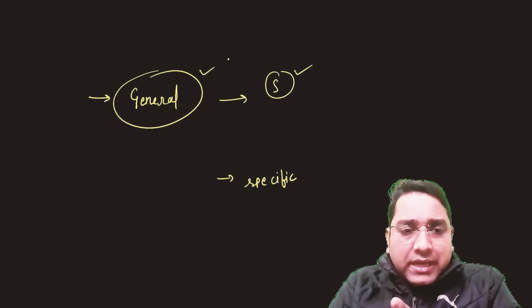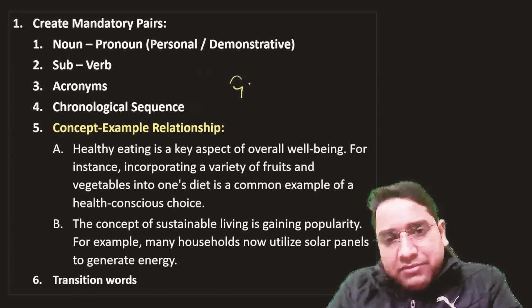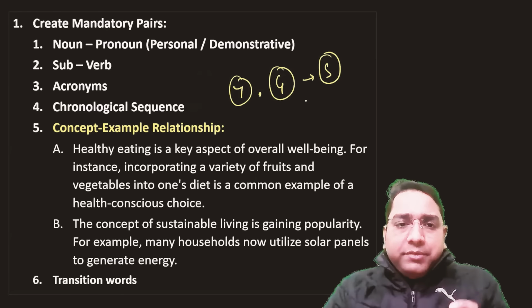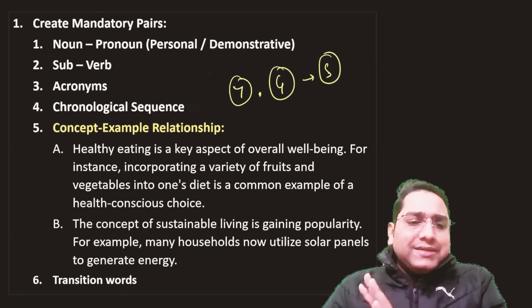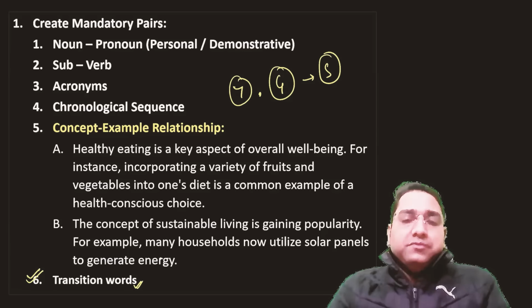This one point is not added there, so I'm just adding it here, points 6 and 7. Point number 7: you will always go from G to S. That means from general information to specific information. That's it. Here, you have to understand what is meant by transition words.